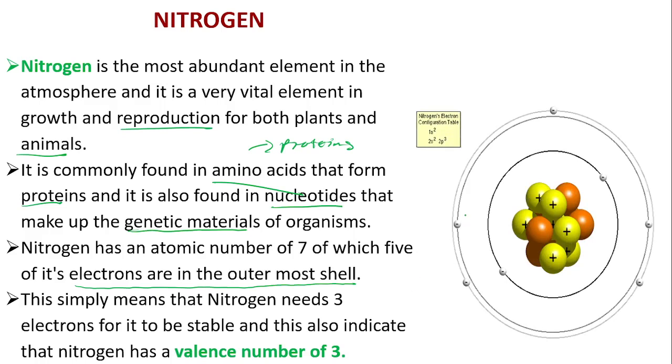As you can see, there are 1, 2, 3, 4, 5. So it needs 3 electrons, which can be 1 there, 2 there, 3 there, for it to be stable. I don't really like the drawings because we know that this is not the correct way of drawing atoms.